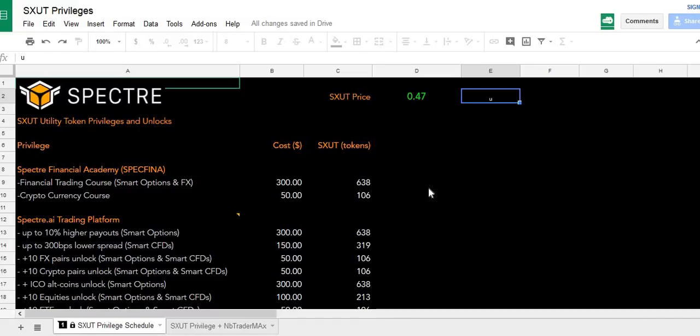But I believe the way it's going to work is you're going to set up an account on the live platform and put in an Ether address, and then the smart contract will go check that address, and as long as the tokens are being held on that address, you as a trader or investor will have access to all of these benefits. So you can see this box here is where you put in the price. So I put in 0.47.